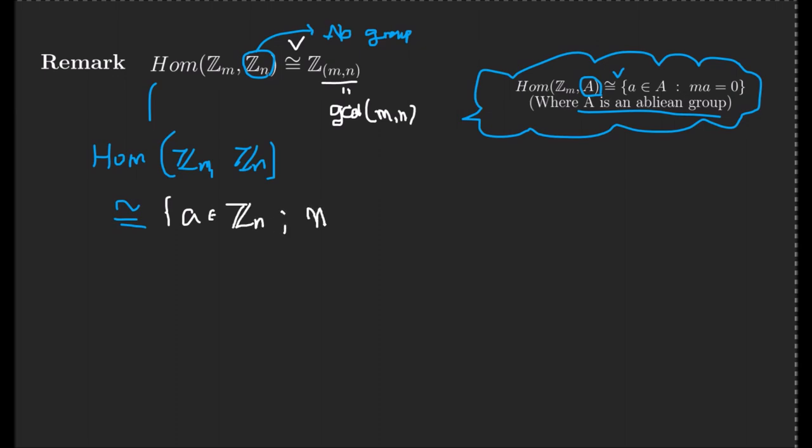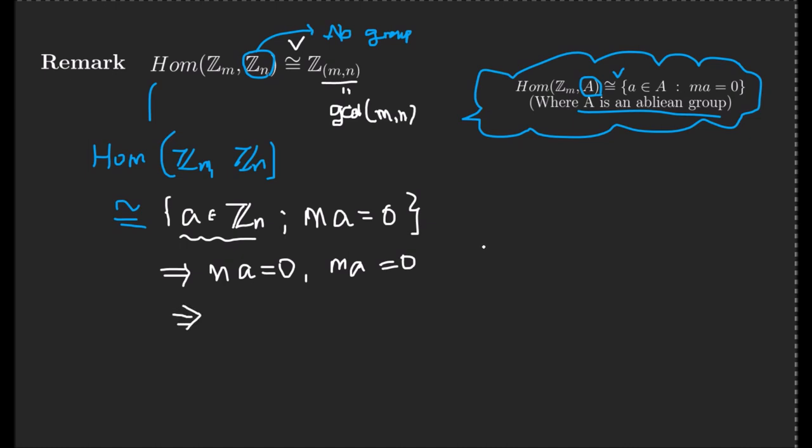such that NA is 0 and MA is 0. In other words, this means NA is 0 and MA is 0. So from this relation, we can deduce this is the integer G, the gcd of M and N.